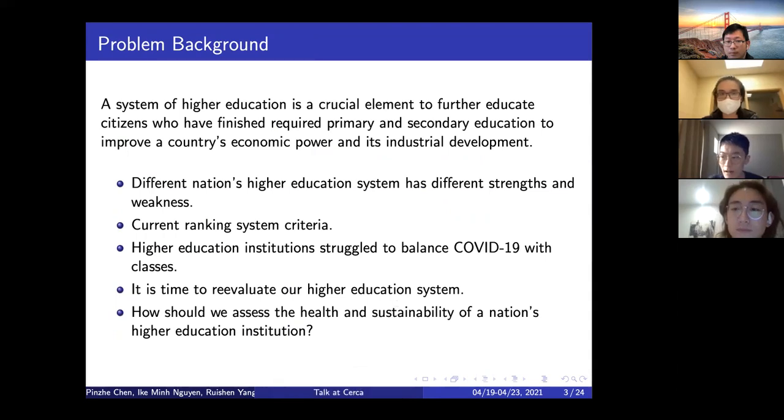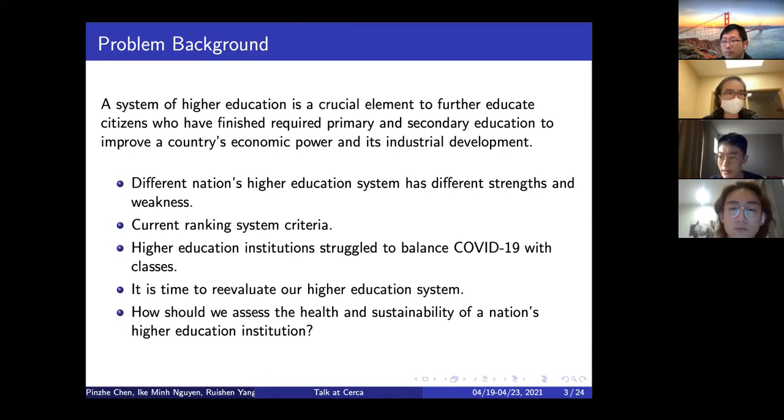A system of higher education is a crucial element to further educate citizens who have finished the required primary and secondary education, to improve a country's economic power and its industrial development. Different nations' higher education systems have different strengths and weaknesses. As we know, many universities in developed countries not only educate their own students, but also attract many international students from all over the world every year. Many international students choose their university based on university rankings.